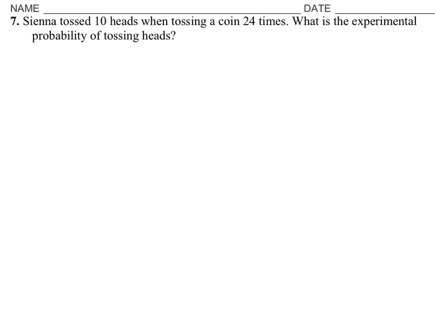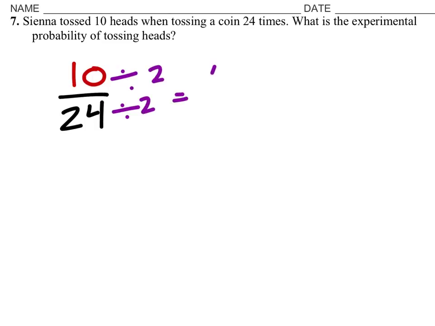Sienna tossed 10 heads when tossing a coin 24 times. What is the experimental probability of tossing heads? Well, she did toss 10 of them out of 24 total tosses. If we wanted to simplify this, we could just divide each by 2. And then we would get 5/12. And that's okay, we can just keep the fraction on this.